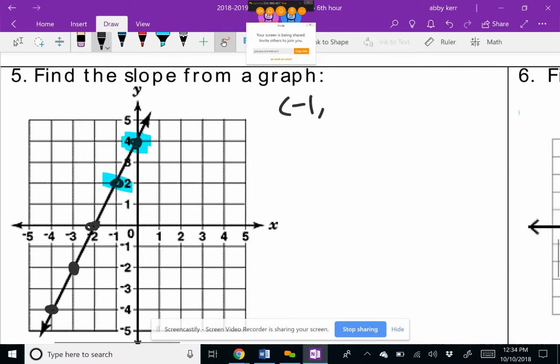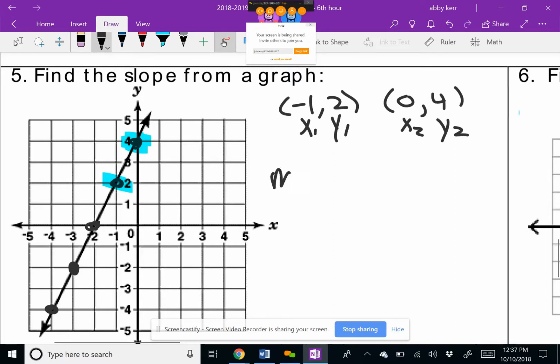So it is negative 1, 2. Make sure you label x1, y1. And then it is 0, 4. Biggest mistake I saw today, students did 4, 0. Just make sure for 0, that is our x2 and then our y2.